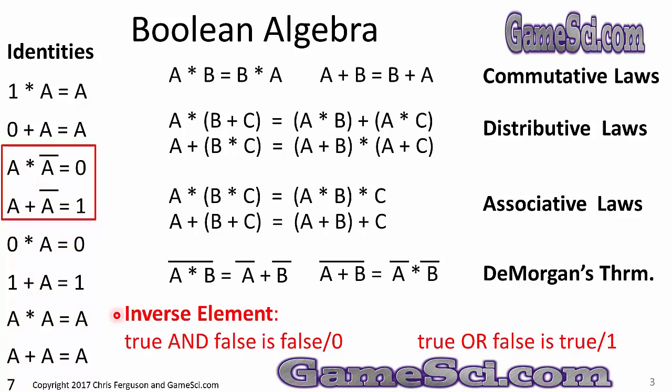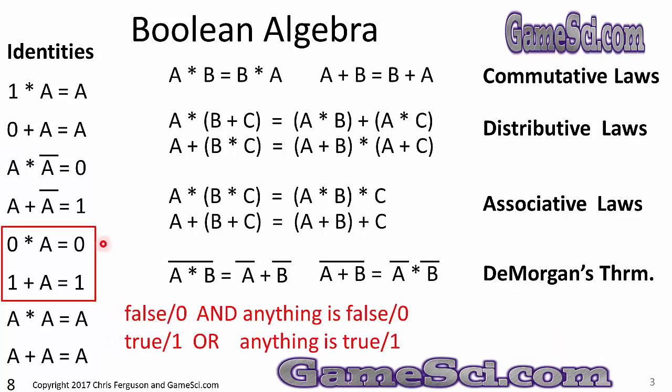This is called the inverse element. True and false is false, and vice versa. False and true has to be false. True or false has to be true. False or true has to be true. These are the inverse elements. Again, we're just doing simple substitution here.